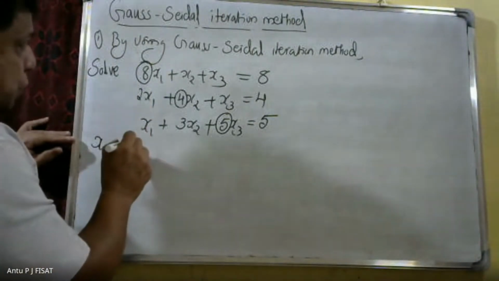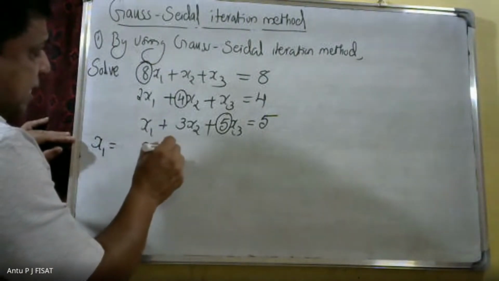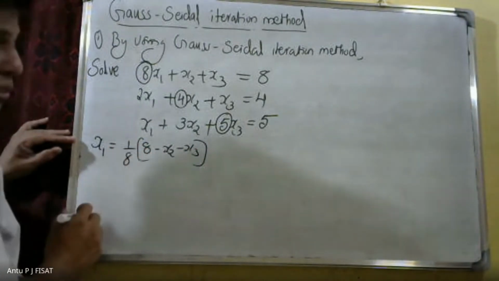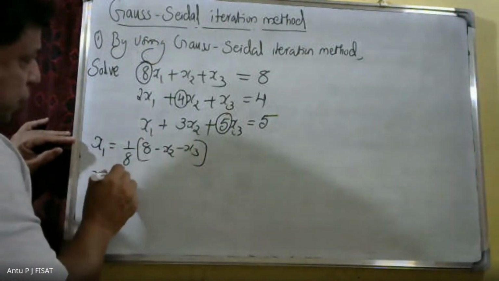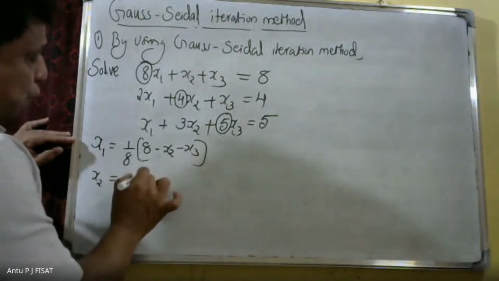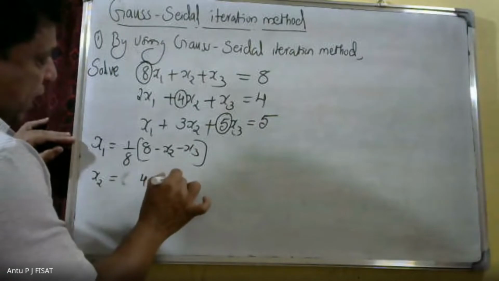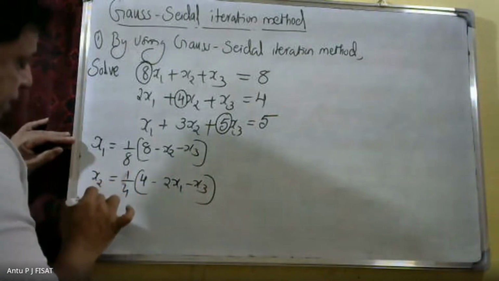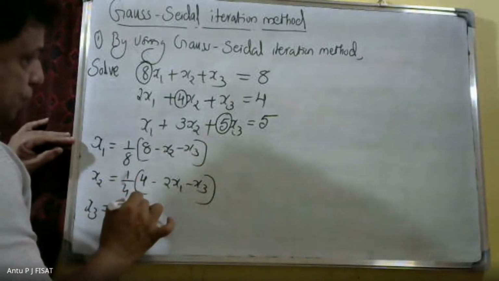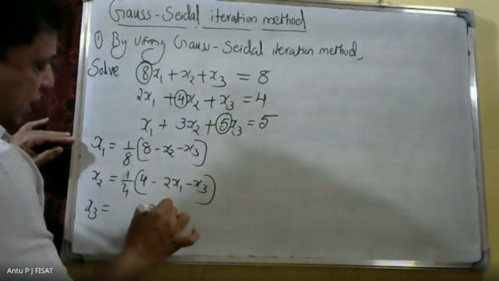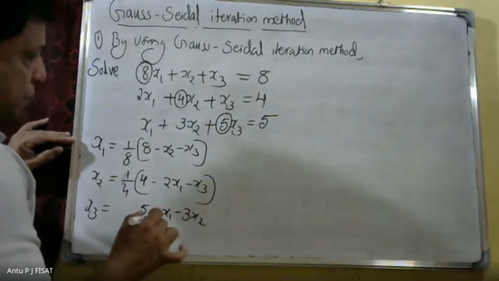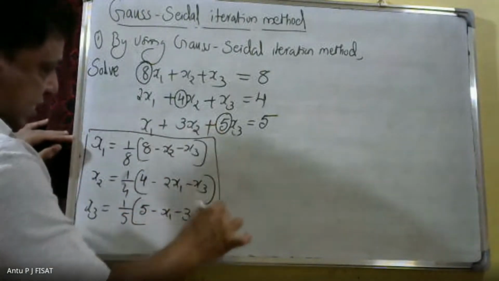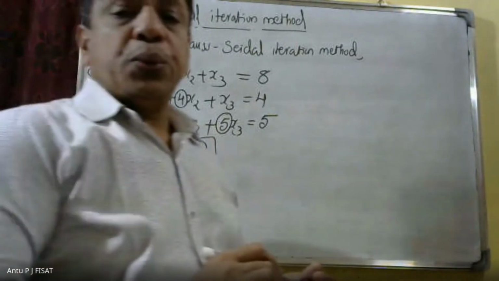The value of x1 is equal to 1/8 (8 - x2 - x3). From the second equation, x2 is equal to 1/4 (4 - 2x1 - x3). From the third equation, x3 is equal to 1/5 (5 - x1 - 3x2). First, we construct x1, x2, x3.